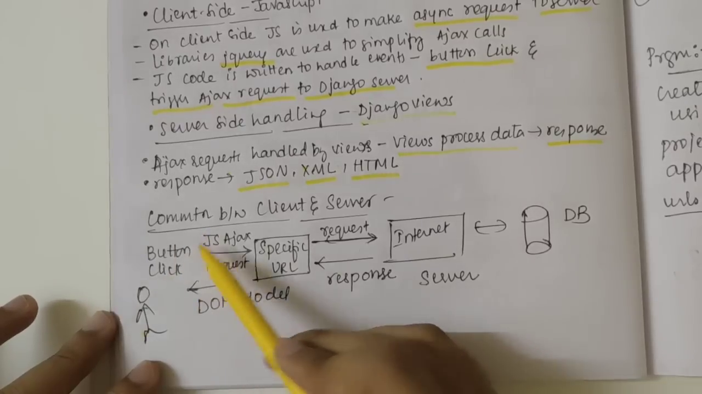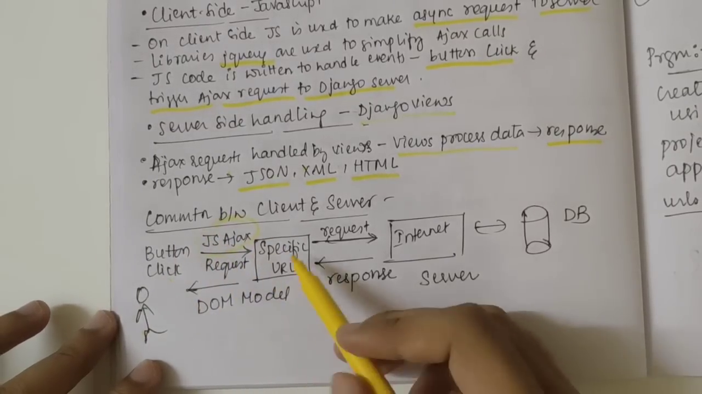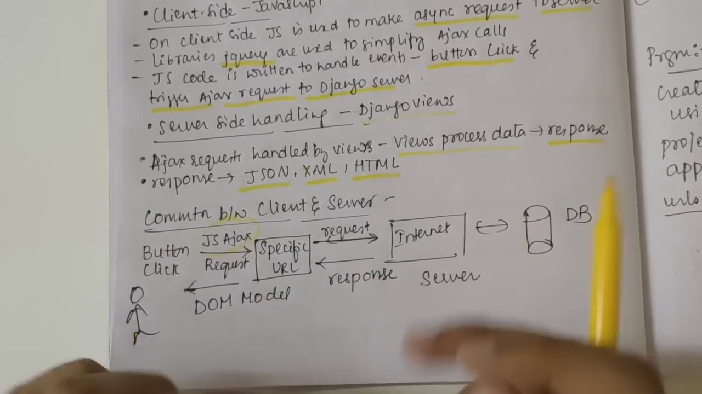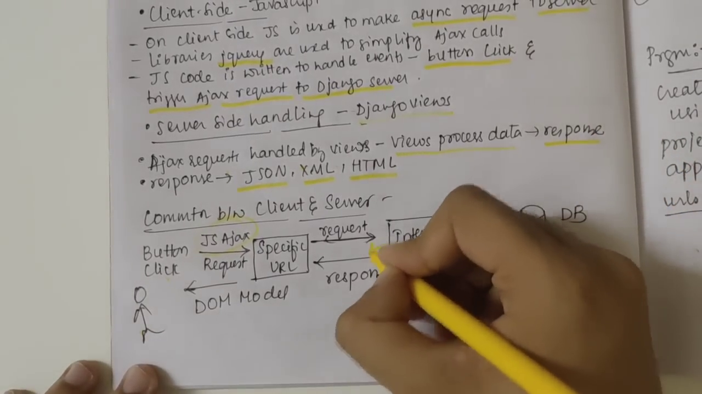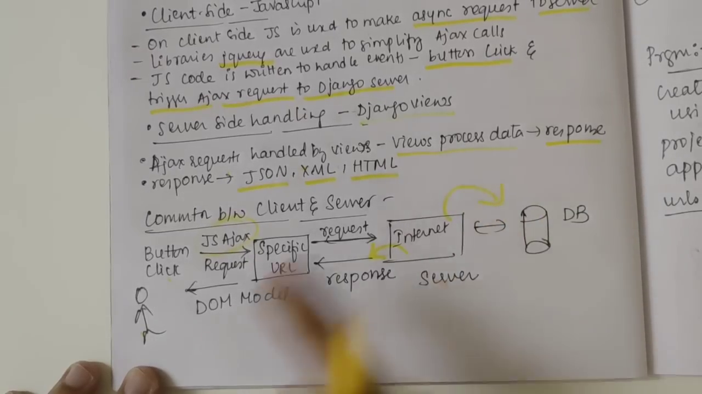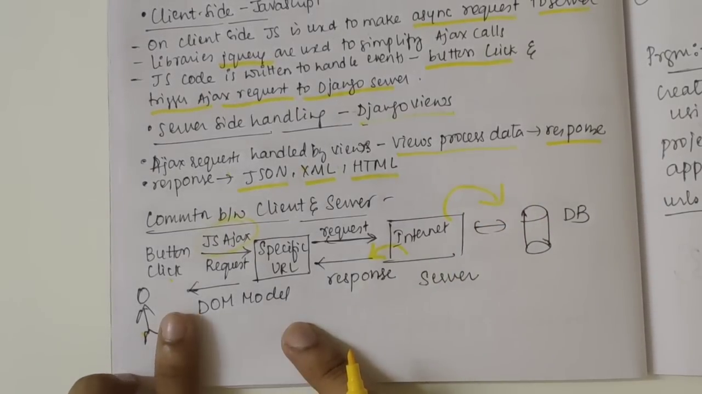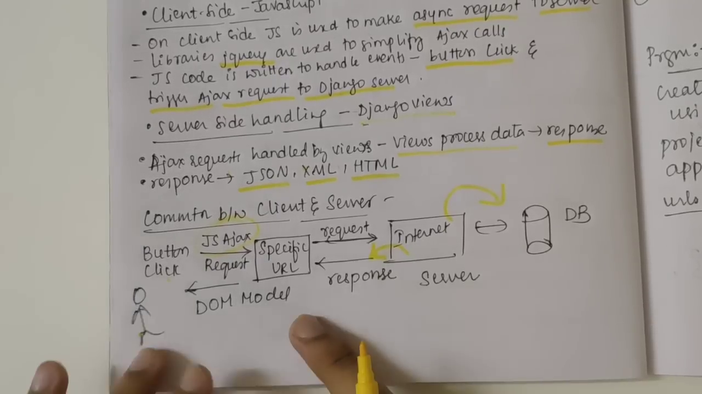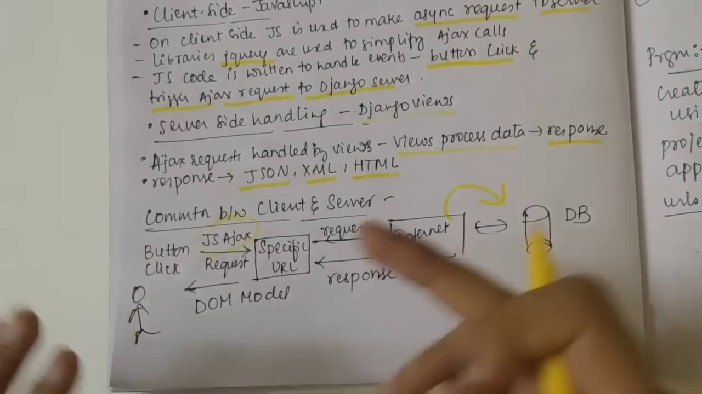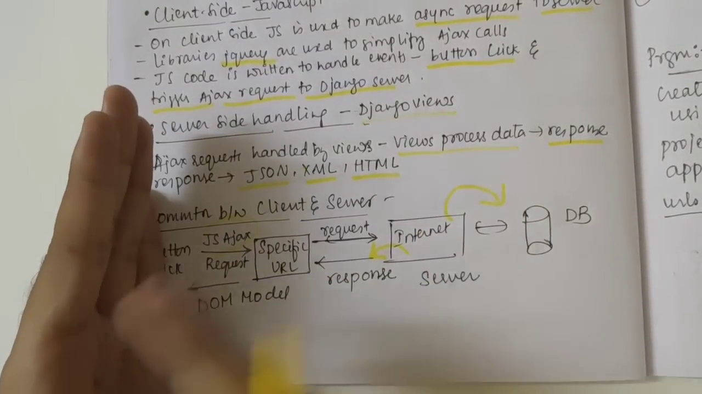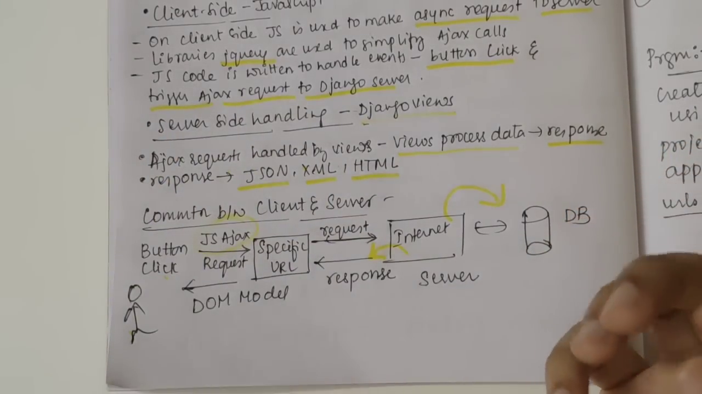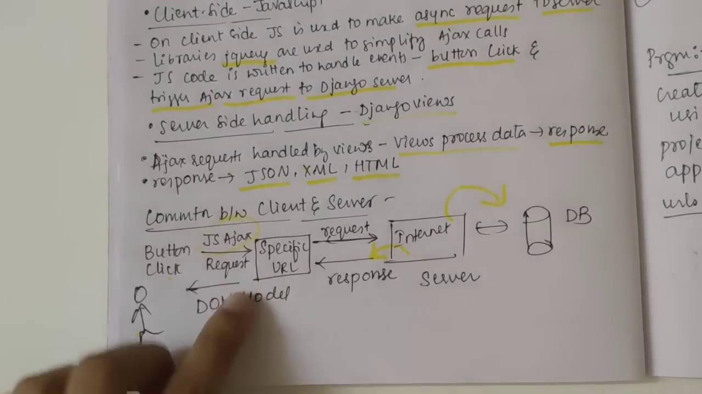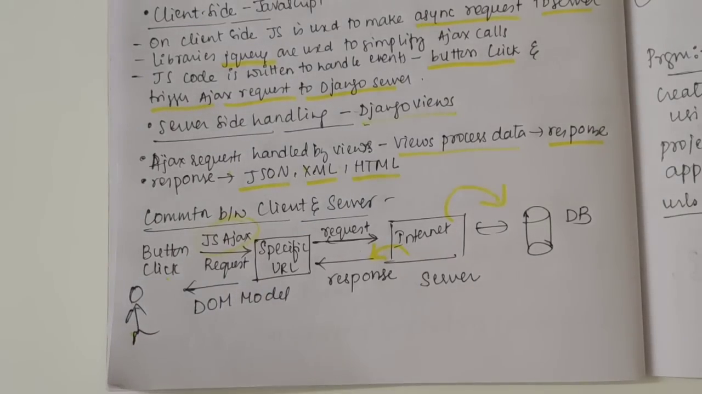We'll understand the communication between the client and server. When I click a button, a JS Ajax request is initiated, and after that a specific URL is produced, and from that URL it requests the data from the server. If the data is found in the server, it is given. If not, it is fetched from the database, and again the response is given back. And here we follow the DOM model. We'll look into this DOM model further. So this is how the user is requesting a particular data, and from the server side the data is fetched and given back to the user through the response. We have studied this in CN, right? The same logic applies here also.